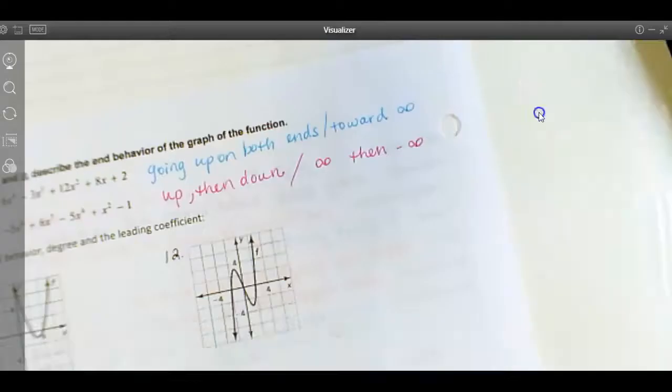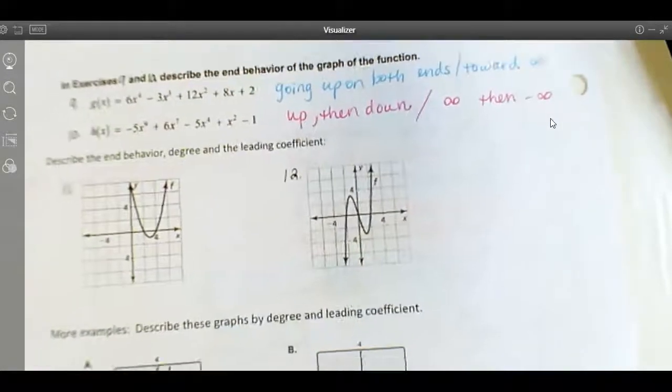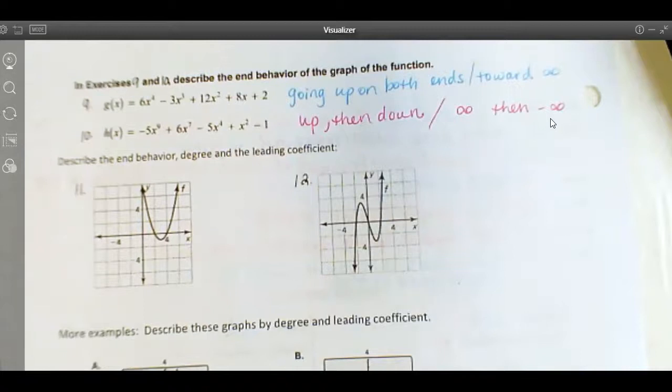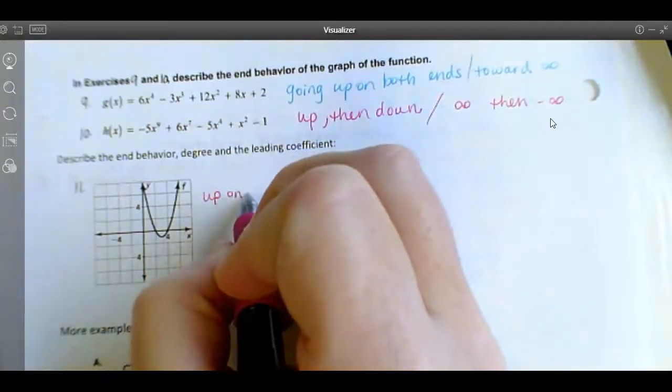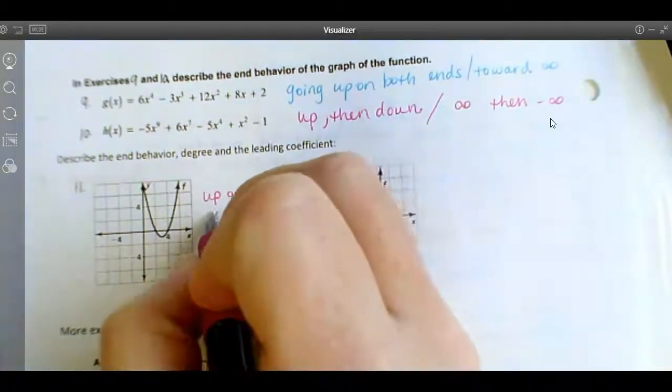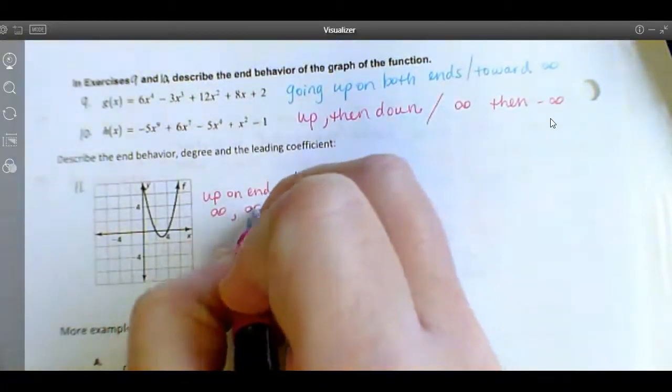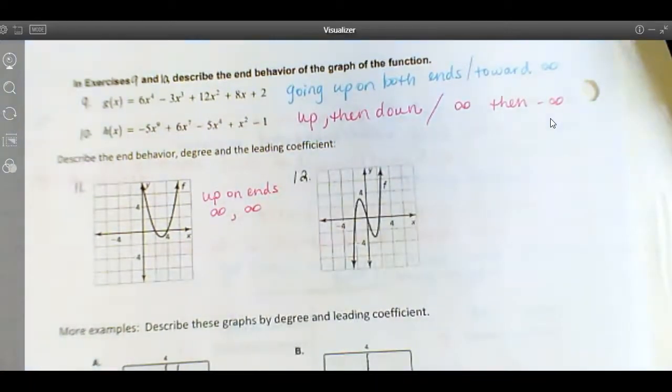Okay, let's look at 11 and 12. So this one is already graphed for us, so it's nice. I don't have to graph those. The first thing says describe the end behavior, and then there are some other things they ask. So what's number 11 doing? They're both going up. Or you could say infinity and then infinity, because we know they're both going towards infinity.